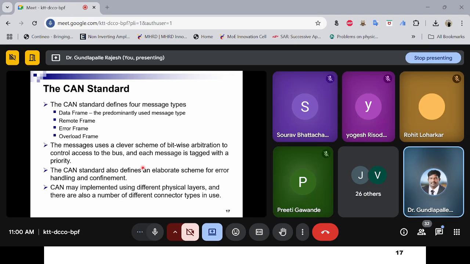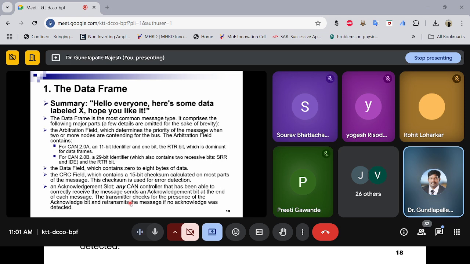Now coming to the CAN standard. The CAN standard message is defined in 4 messages: one is the data frame, then the remote frame, next the error frame, and then the overload frame. The messages use a clever scheme of bit stream arbitration. CAN standard also defines an elaborate scheme for error handling and refinement. This CAN may be implemented using different layers, and there are also a number of different connector types which are being used.